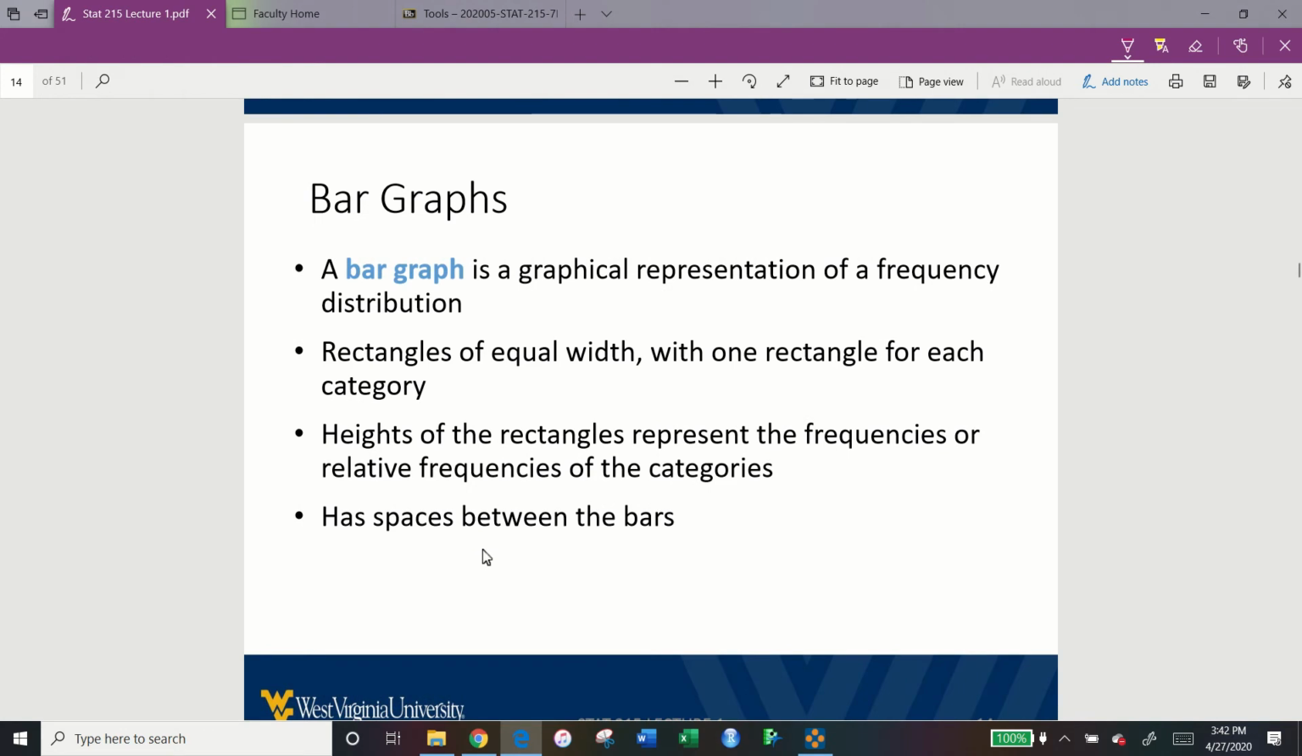So still going along with different ways we can represent this data, probably one of the most common ones you're familiar with is a bar graph. A bar graph is a graphical representation of a frequency distribution, rectangles of equal width with one rectangle for each category. Heights of the rectangles represent the frequencies or relative frequencies of the categories. And we have space between each bar.